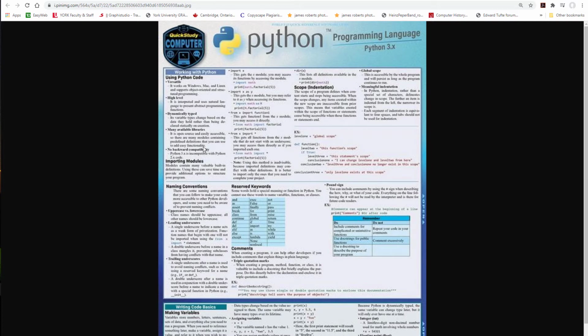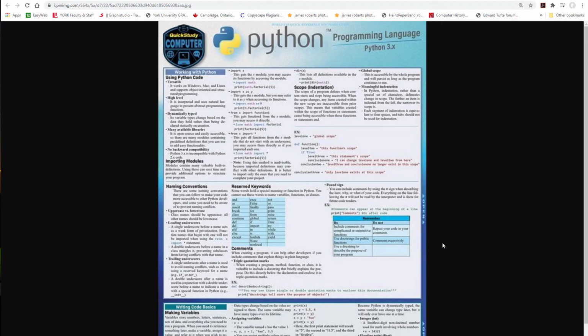Okay? Don't worry if you don't understand this. By the way, if you don't understand this, it's probably because everything here is new, right? Everything here is new to you. If you're not a programmer, you don't know what scope and indentation means. You don't know what reserved keywords are, and you don't know what a variable is as opposed to a constant or a function, or how they work.